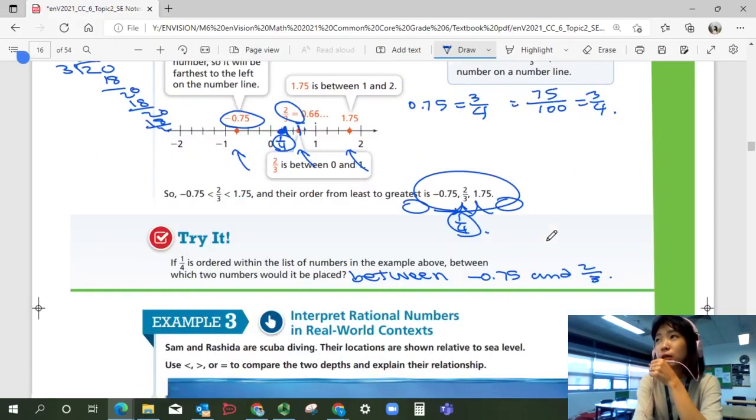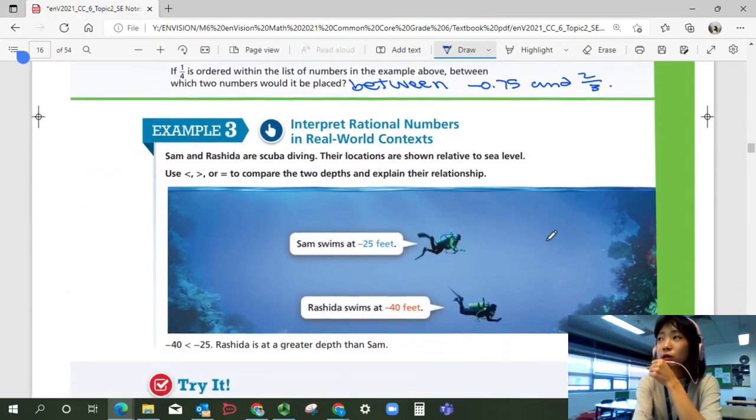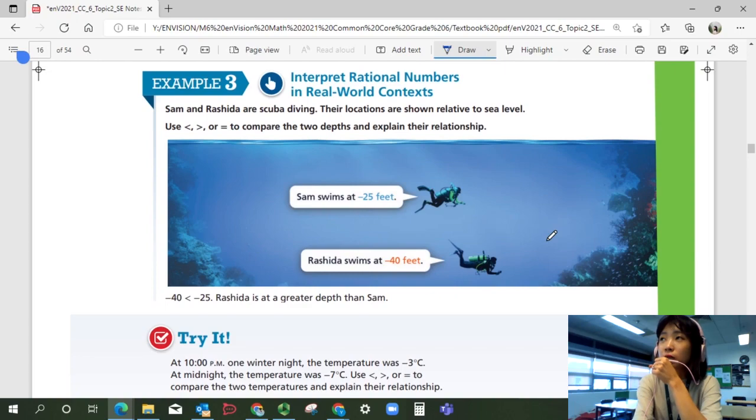Okay, let's look at example 3. Interpret rational numbers in real-world contexts. Sam and Rashida are scuba diving. Their locations are shown relative to sea level. Use less than, greater than, or equal to compare the two depths and explain the relationship. Sam swims at negative 25 feet. Rashida swims at negative 40 feet. So who is deeper? Who is closer to the sea level?